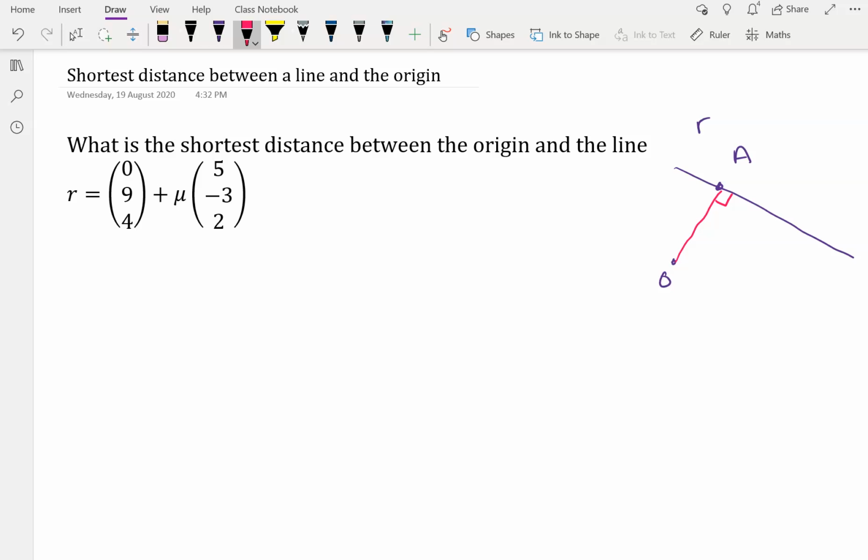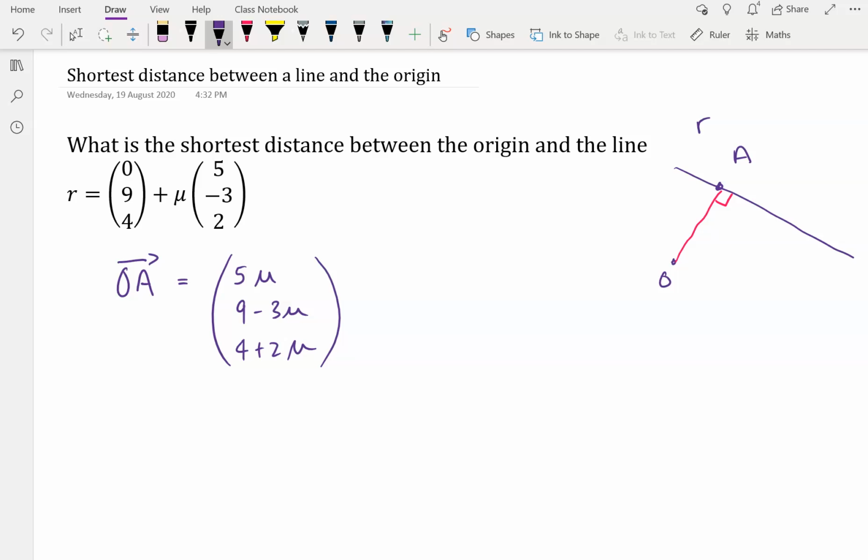Now I can determine the coordinates of that point A by looking at the line. The vector equation of the line tells me that the position vector of A, so in other words OA, is going to be 0 plus 5 mu, so in other words it's just going to be 5 mu, 9 minus 3 mu, and 4 plus 2 mu. So there is my position vector OA.